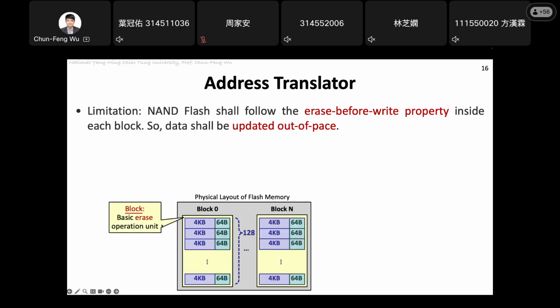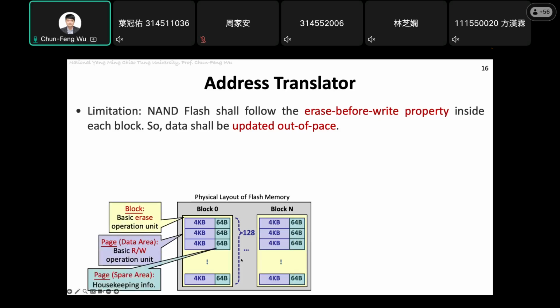So the block is the basic erase operation unit. The page is the basic write operation unit. And then there is the spare area, which is for housekeeping information. So the goal is that hosts do not need to handle this limitation.